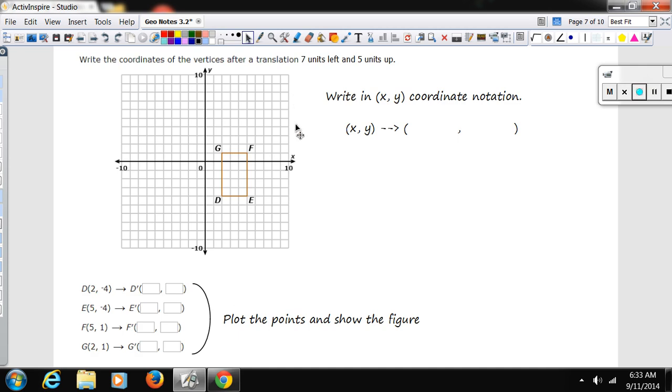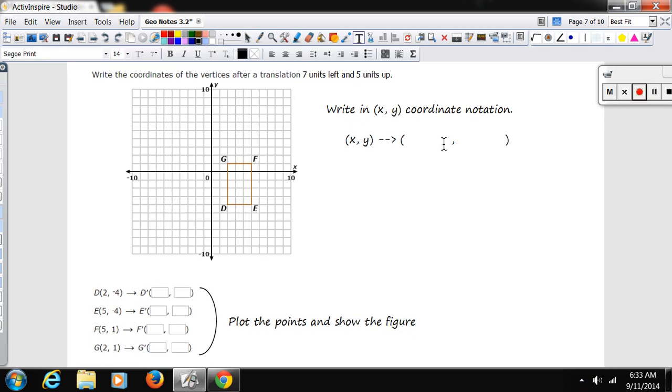Okay, so here's a different one. Let's see if we can find our coordinate notation this time. We want to go 7 units left and 5 units up. So 7 units left. So for us, that's going to be x minus 7, right? Because left is negative. 5 units up would be 5 units positive. Y plus 5. Okay, so 7 units left, 5 units up.